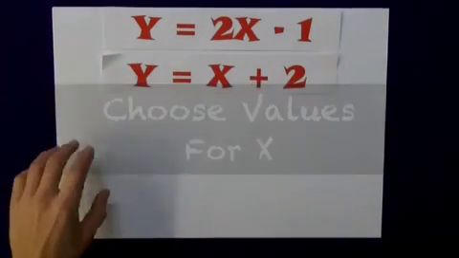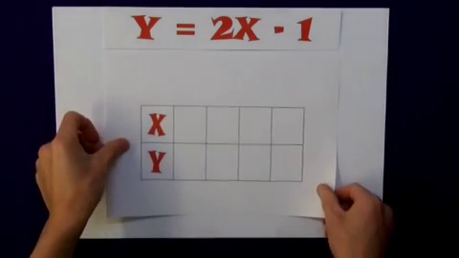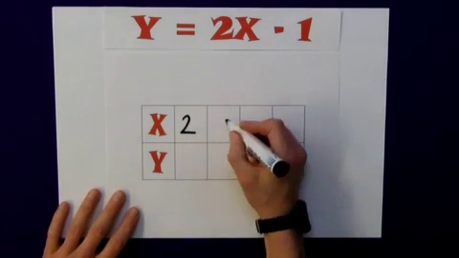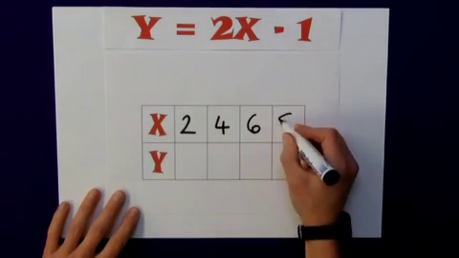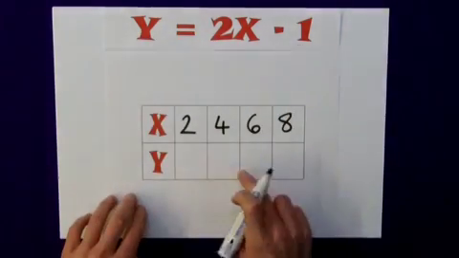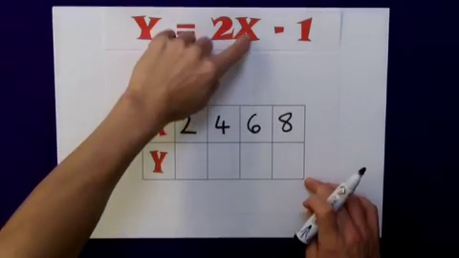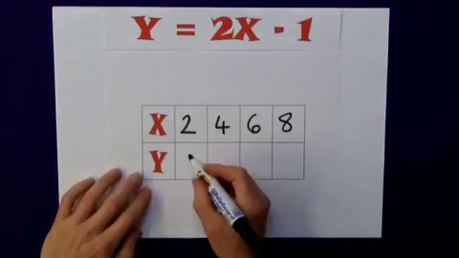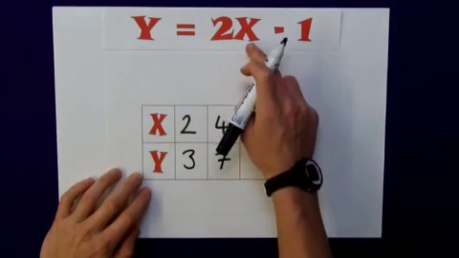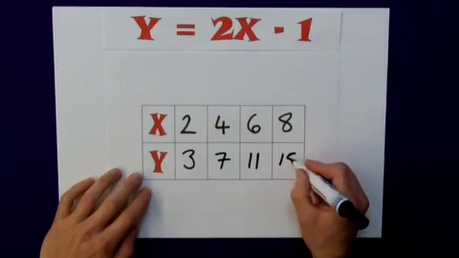I'm going to do each equation in turn, starting with the top one. And I'm going to substitute values in there. Now, the values that I choose can be up to me. I like to keep things simple, so I'm going to stick with 2, 4, 6, and 8. I'm going to put each of these into this equation and see what values for y I get here. So my corresponding y values: 2 goes in, 2 times 2 is 4, take 1 is 3. 4 goes in, 7 out, 6 goes in, 11 out, 8 goes in, 15 out.